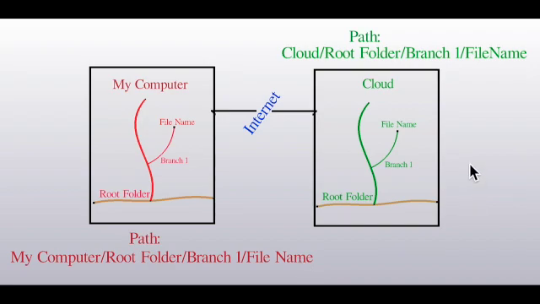Now, if you have an internet connection and you've stored it in the cloud, the process will be the same. You'll have a root folder that's in the cloud, say on one of Apple's servers or Google's servers or Microsoft's servers, and there'll be a root folder in that cloud main location. Then it might be on a branch one coming off of that root folder, and then there will be your file name. So the path would be, it's in the cloud, it's in the root folder of the cloud, it's branch one, and then the file name.